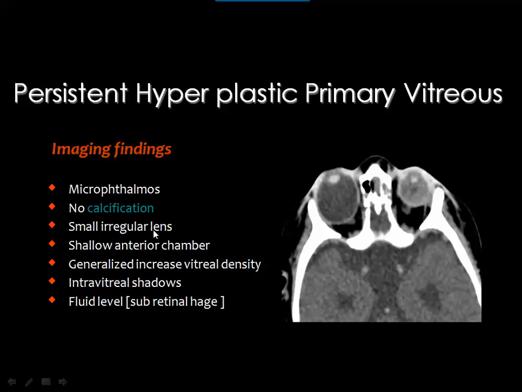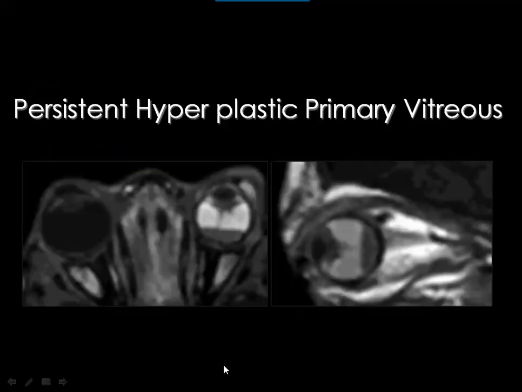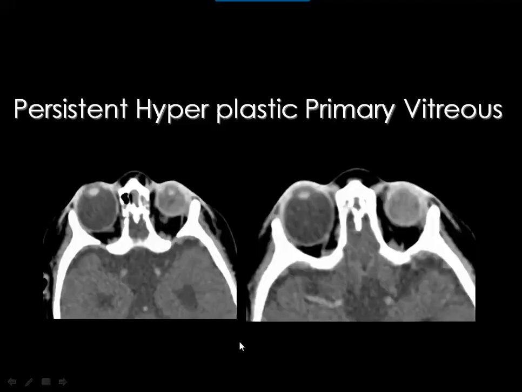Then you get irregularity of the lens, shallow anterior chamber, and a generalized increase of the vitreous density, intravitreal shadows, and maybe fluid levels secondary to subretinal hemorrhage. And this is by MRI T1 weighted image. This is the normal globe, and the affected globe is small. The lens is relatively abnormal, and you get some shadows posterior to the lens, and you also see this vertical line which represents a retinal detachment, and the fluid levels, meaning that there is some hemorrhage inside the globe.